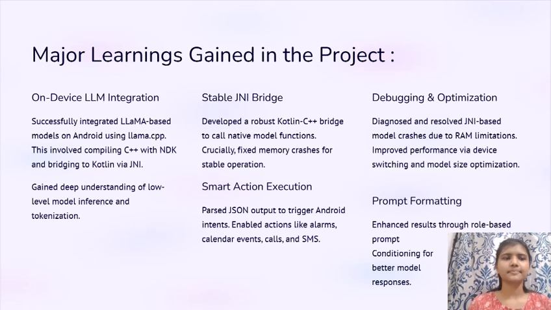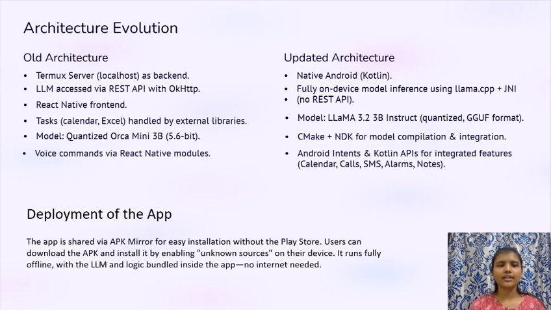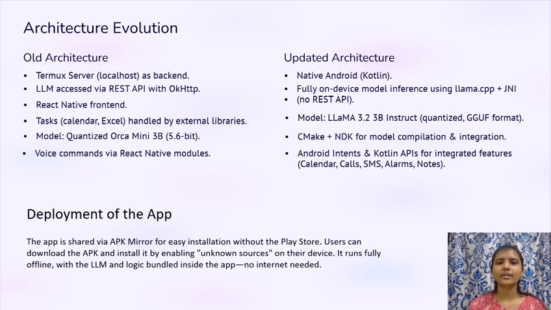Coming to architecture evolution, initially our architecture used a Termux server running on the device, and we wanted to access the model using a REST API from a React Native app. Features like calendar and Excel were handled through external libraries. We used a quantized Orca Mini 3B model and even handled voice commands.